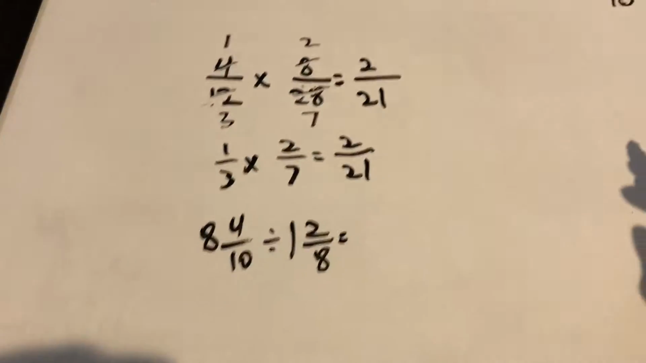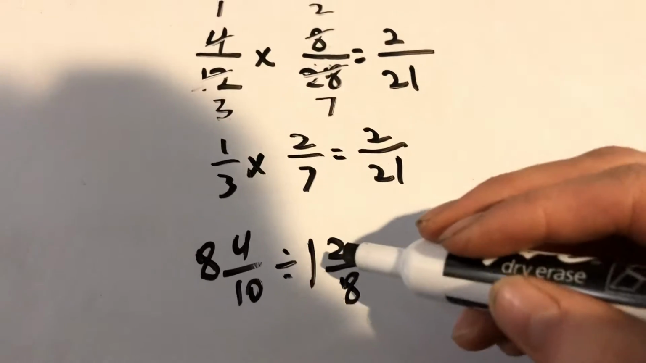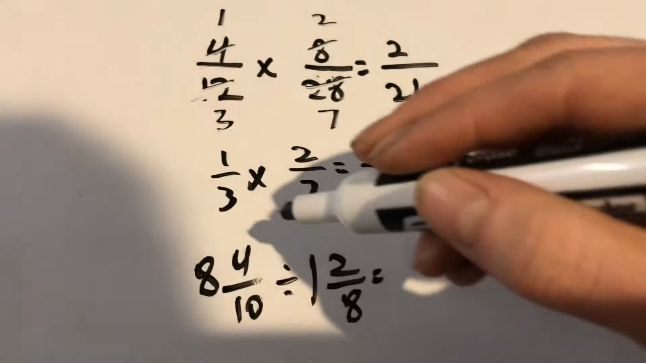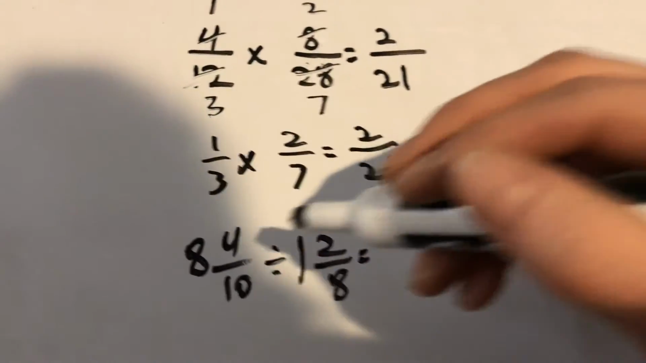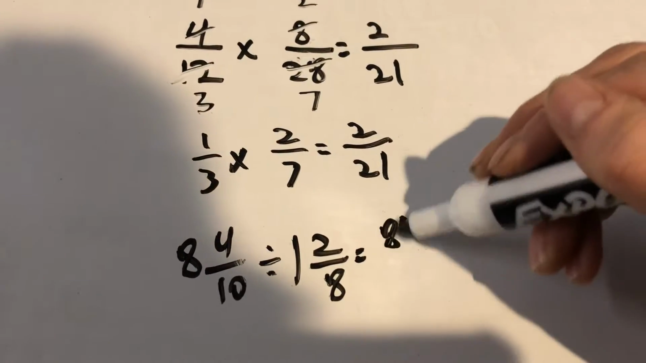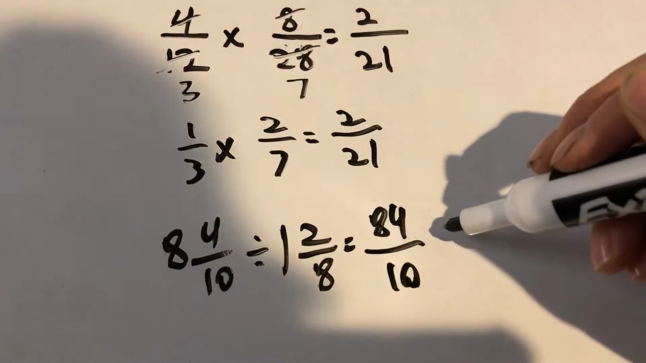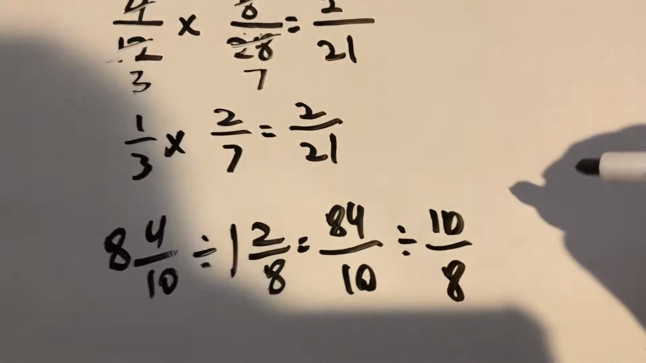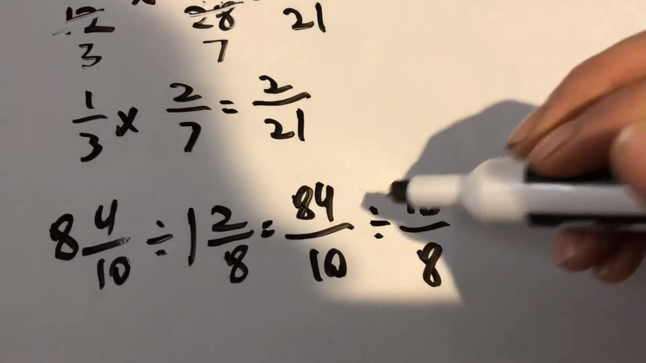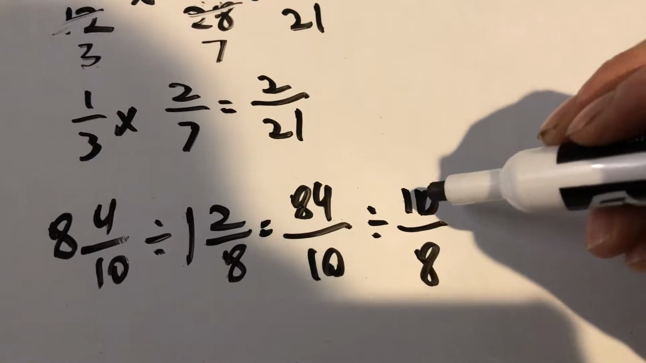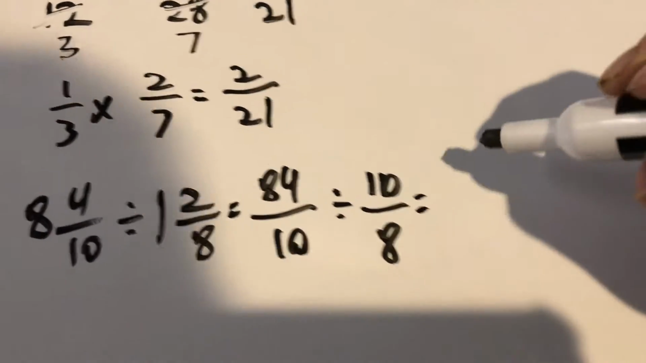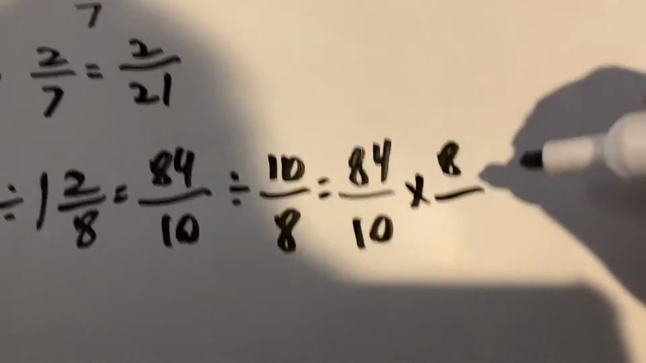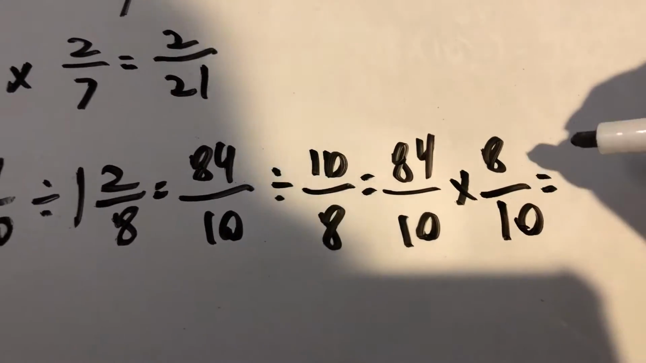Alrighty. Next one. 8 4/10 divided by 1 2/8 equals. First thing we want to do is turn these mixed numbers into improper fractions. So 8 4/10 is the same thing as 84 over 10, divided by 10 eighths. Next step is turn division into multiplication and flip this divisor to get a reciprocal. So we got 84/10 here times 8/10, which equals.